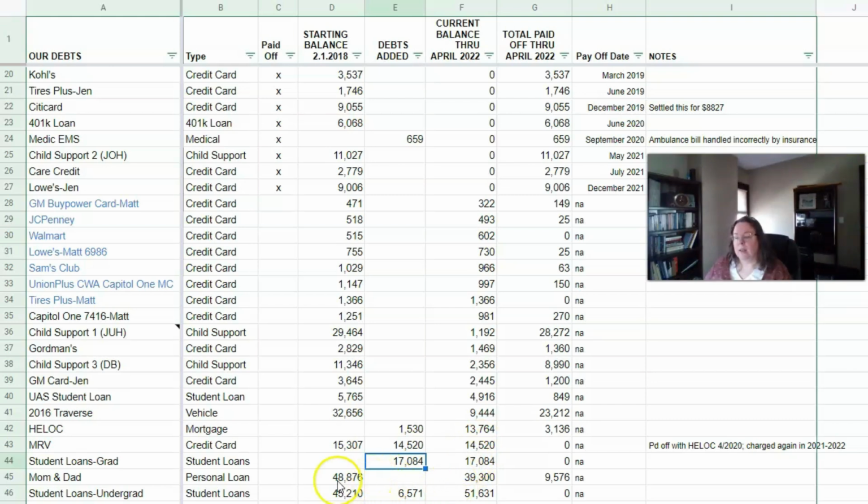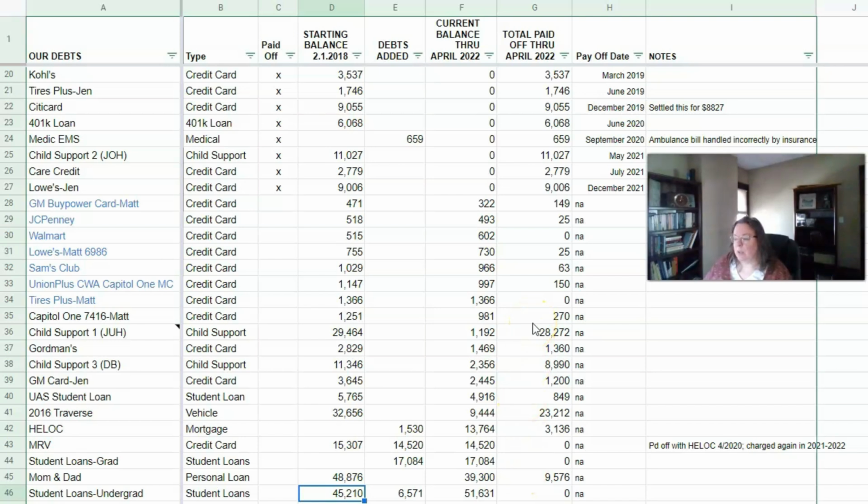And then this is what we owed my parents for a family loan, and we are down to $39,300 on that. And then student loans, undergrad student loans. This was what he took out. This is the interest that was tacked onto it before the interest free started 2 years ago. So he owes $51,631. We've made one $150 payment during this time.